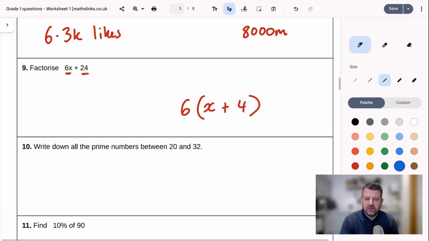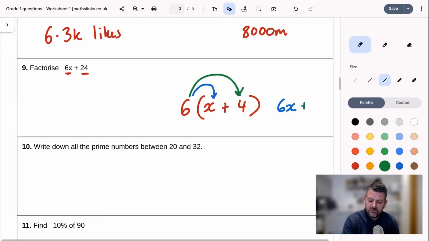It's much harder to factorize than expanding. So what you can always do at the end is check by expanding. 6 times x is 6x. 6 times 4 gives us that 24. So you can check whether you did it right or wrong by expanding it at the end. This is a really nice skill to get the hang of.